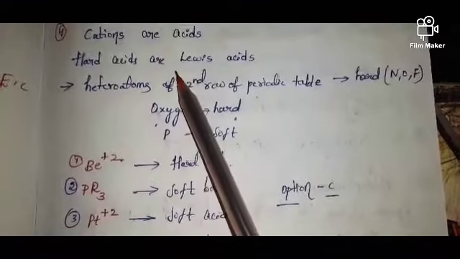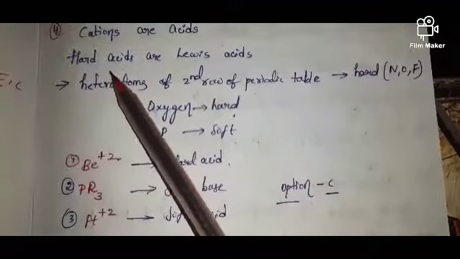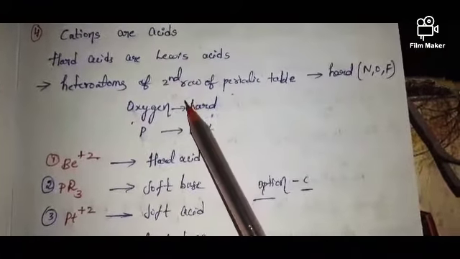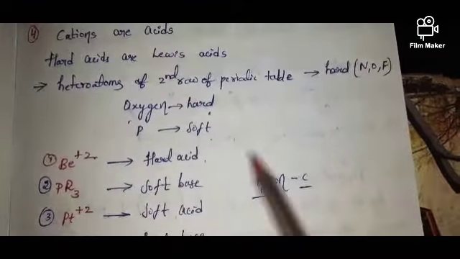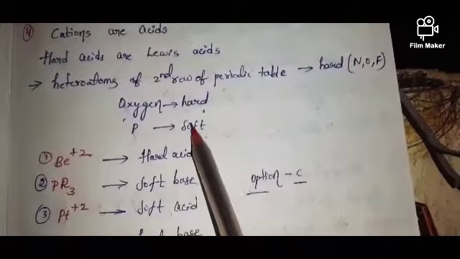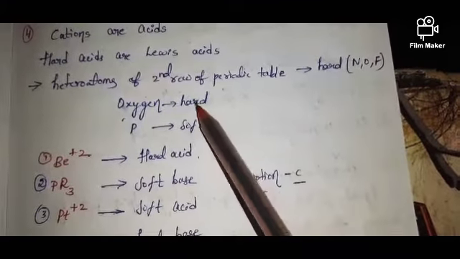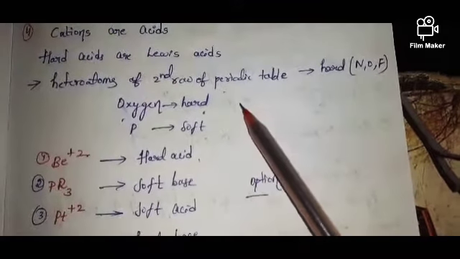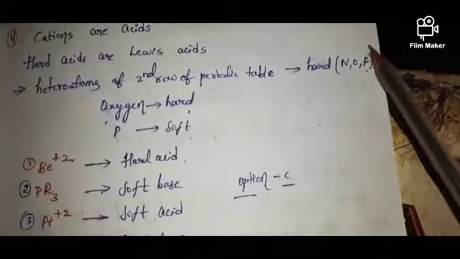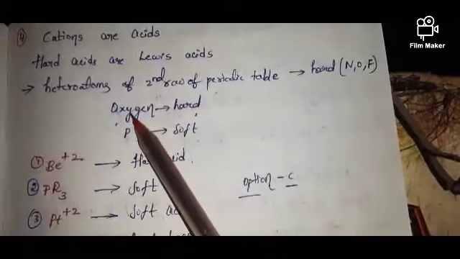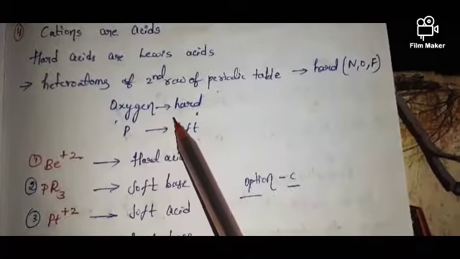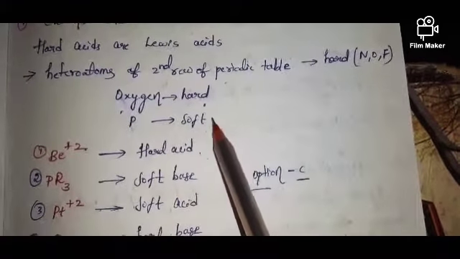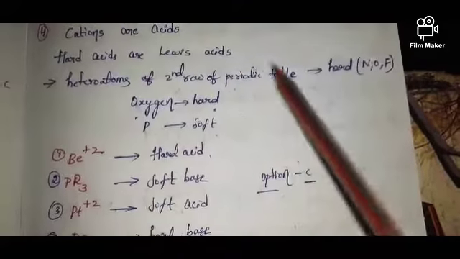Next, hard acids are Lewis acids; this we have to know. Next, the heteroatoms of the second row of the periodic table. In the periodic table we have to observe the second row. The heteroatoms present in the second row are said to be hard, like nitrogen, oxygen, fluorine. Try to remember this. Oxygen is always hard. Phosphorus is sometimes soft, sometimes hard. Just based on these points, try to answer.